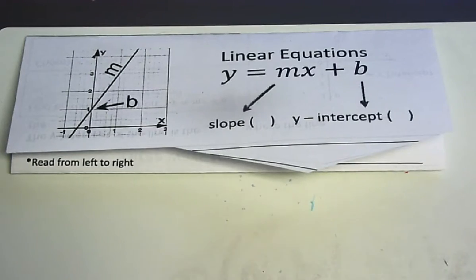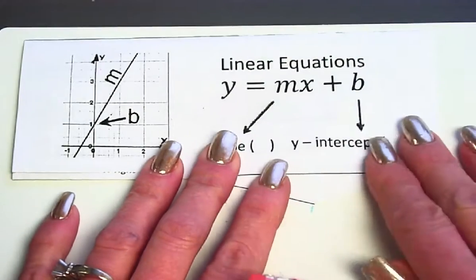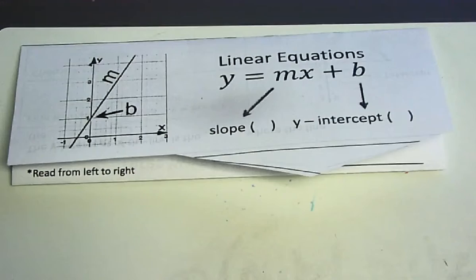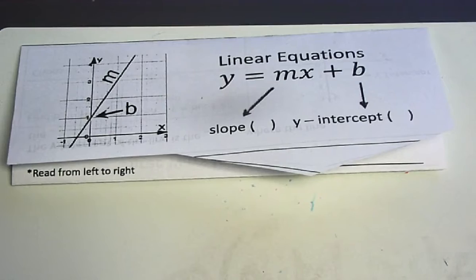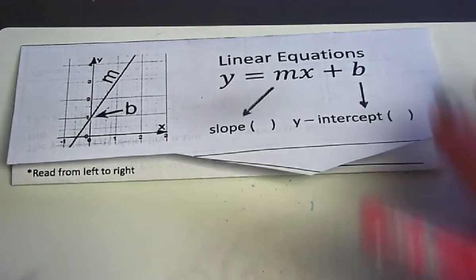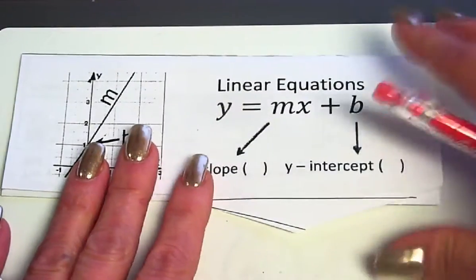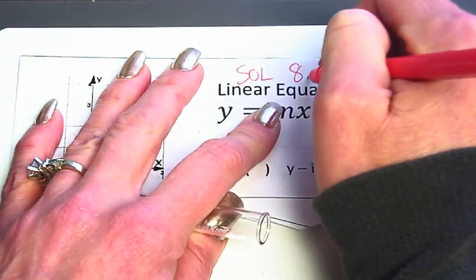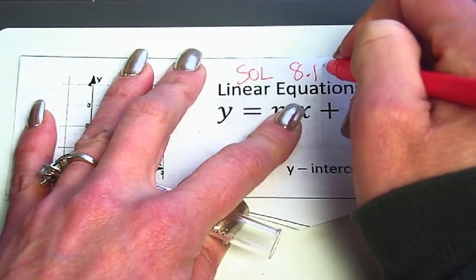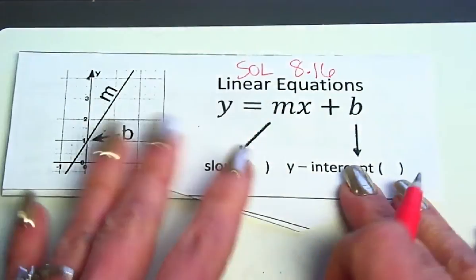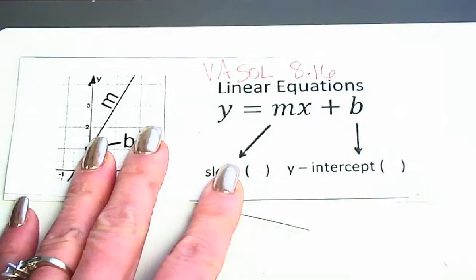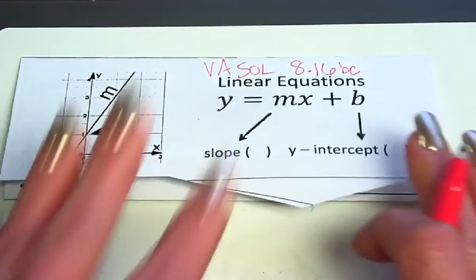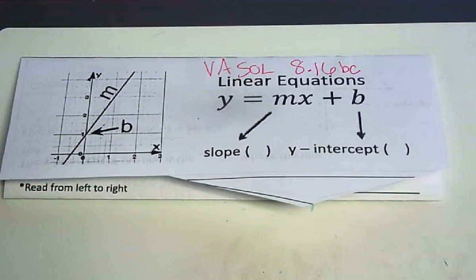Hi there, this is Miss Cave with a lesson on linear equations, and today we're learning about how to identify slope and y-intercept from an equation and a graph. You have this foldable that you received in class. Our SOL for today and for the next couple of weeks is Virginia SOL 8.16, specifically B and C, where we learn about slope and y-intercept.